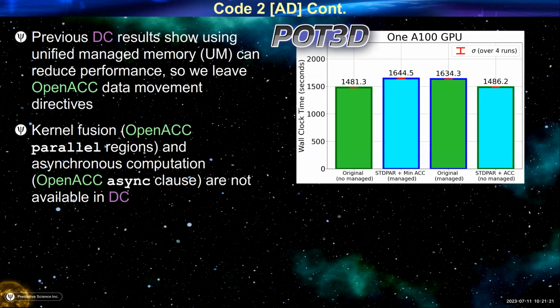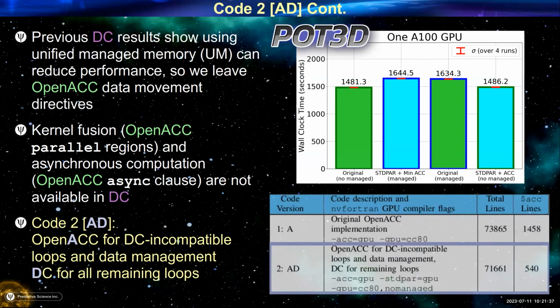A little side note is that in OpenACC, you can do a parallel region and have multiple loops in there, and that will fuse those all into one GPU kernel. And you can also do asynchronous operations. For do concurrent, you don't have either of those. So that might give a performance hit.